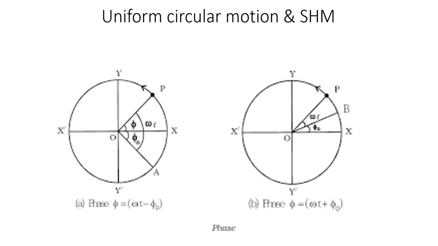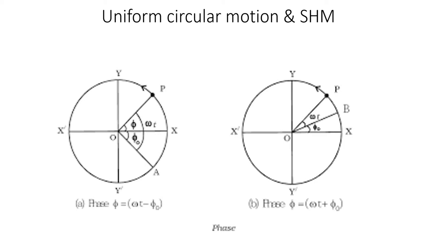Now here you can see sometimes problems will be asked like this. In this first case, initially the object is at position B, so the initial phase angle is phi 0. After some time it reached position P, rotating in the anti-clockwise direction. So the phase will be omega t plus phi 0.